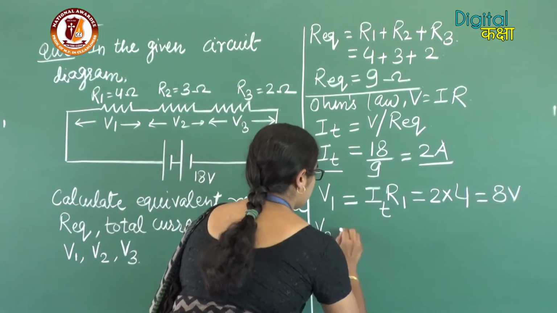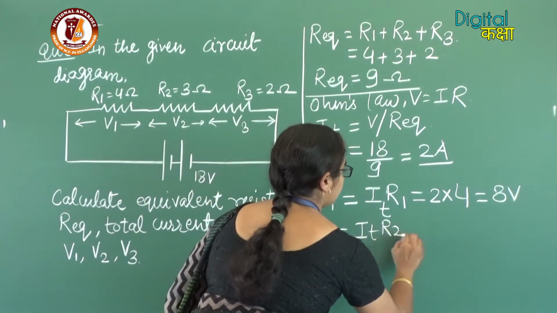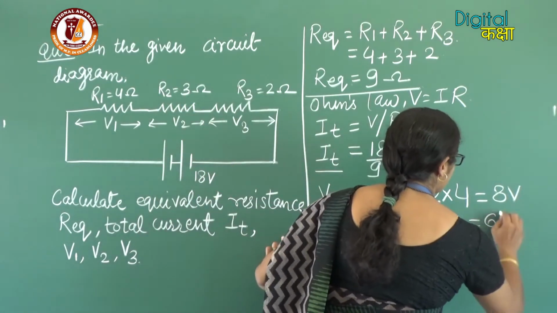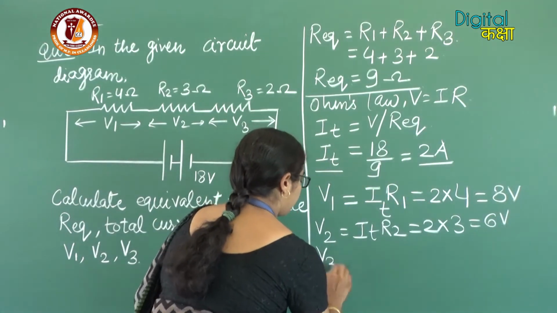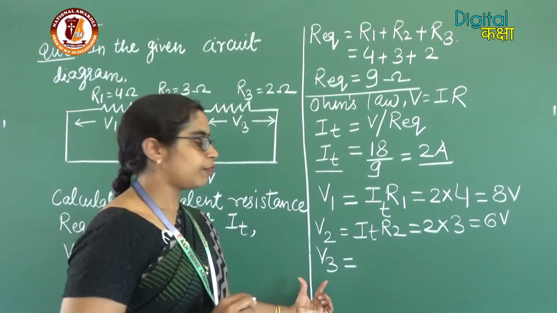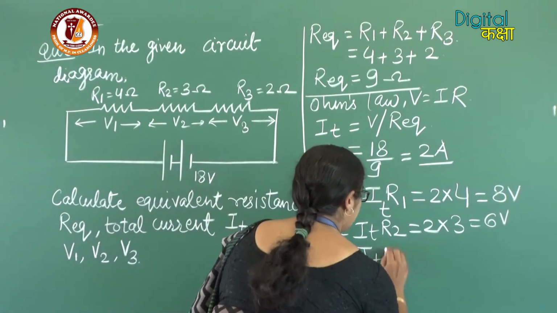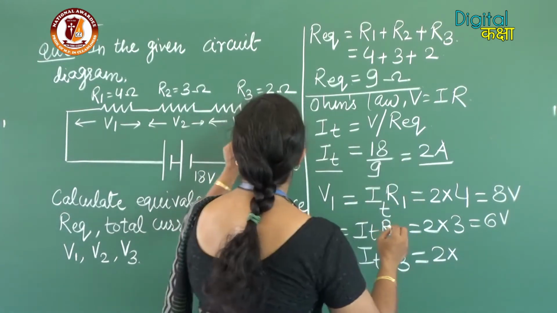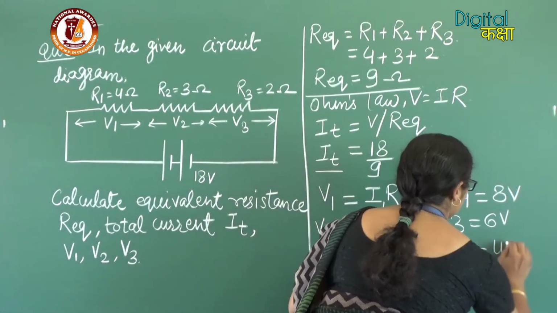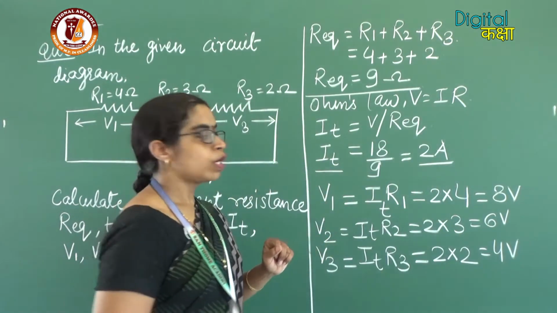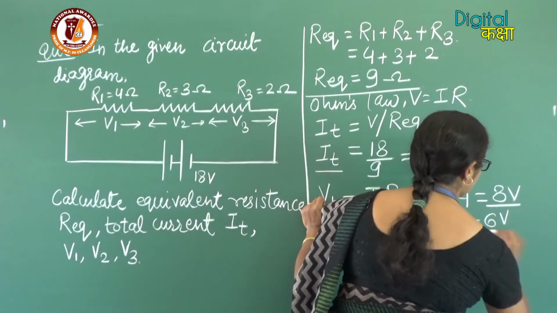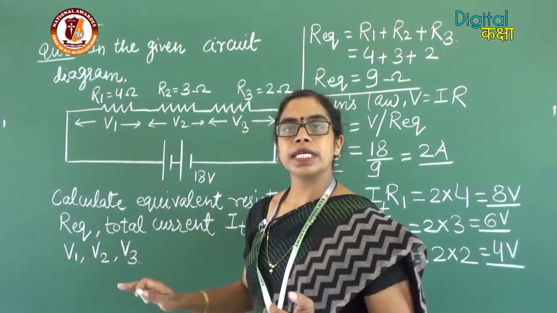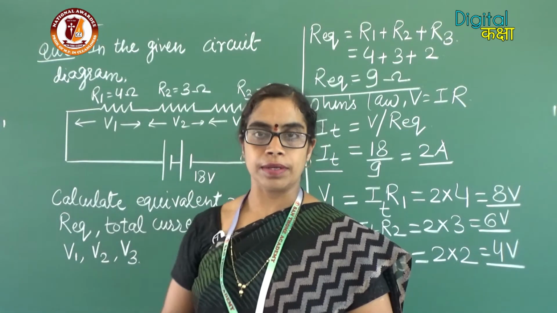For V2, the formula will be IT into R2, that is 2 into 3, which is equal to 6 volt. For V3, the formula will be IT into R3, which is equal to 2 into 2, which is equal to 4 volt. So, all the underlined values are the answers for the required quantities which are asked in the numerical.